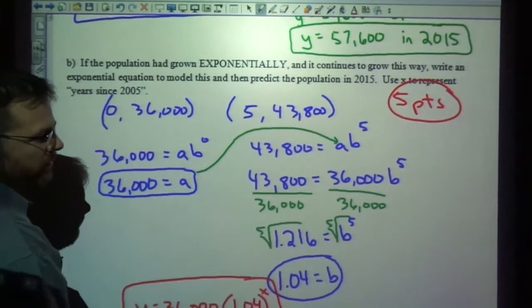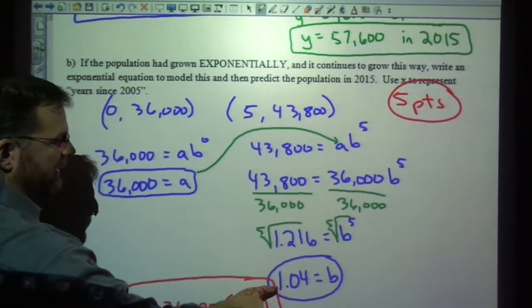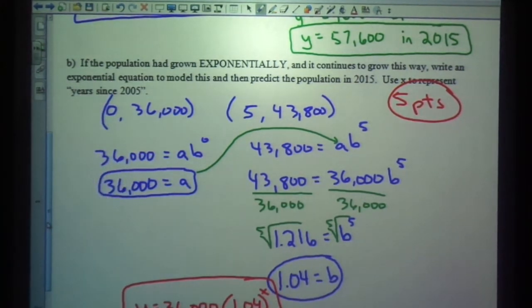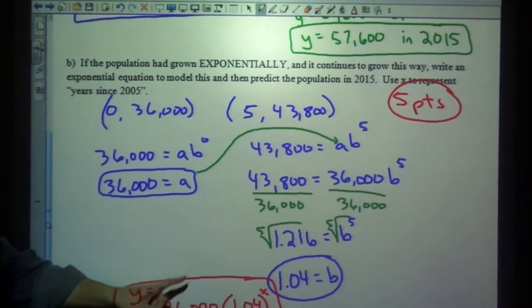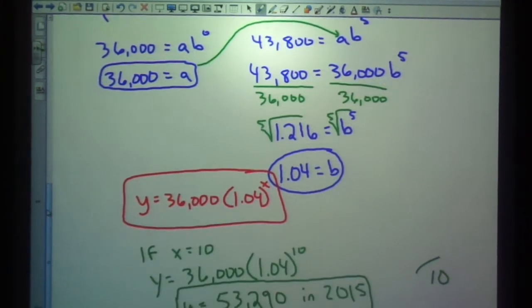Divide. We get 1.216. Take the 5th root of both sides to get b by itself. I got b is 1.04. So here's my equation, my a and my b. 3 points if they had this equation correct. Then we can plug it in. If x equals 10, we put 10 in for x, and I got 53,290.